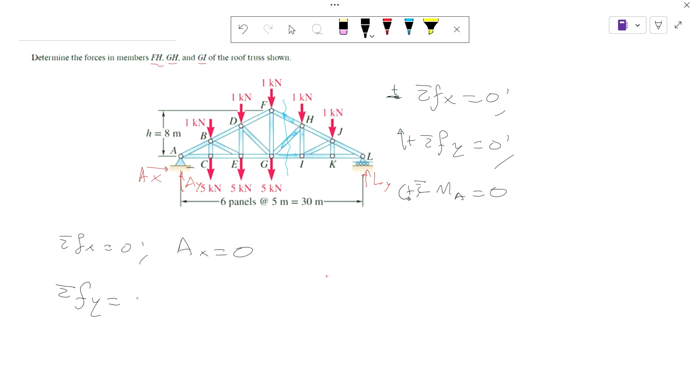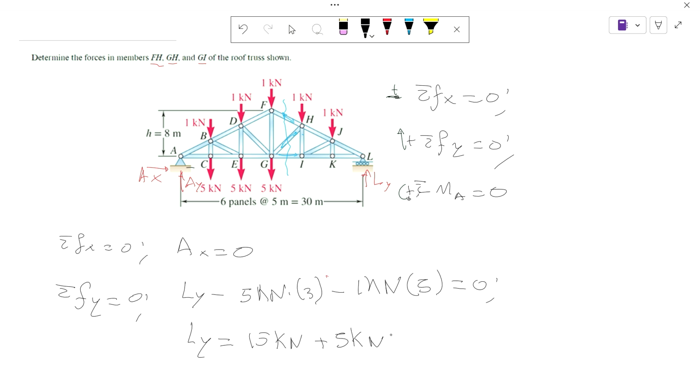Summation of forces in Y equals 0. Then we have a bunch here. We have Ly positive, minus 1, 2, 3, 5 kilonewtons times 3 forces, minus 1, 2, 3, 4, 5, 1 kilonewton times 5 forces equals 0. Therefore, y equals 15 kilonewtons plus 5 kilonewtons.